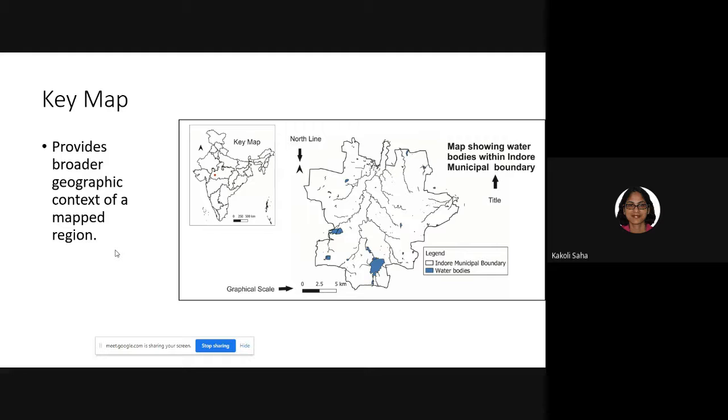The key map is very important when we produce a map because it gives us the wholesome idea. If it is not a country map, then we have to provide a key map, right? Because the key map gives us the idea where a particular place which we are showing is located within India.